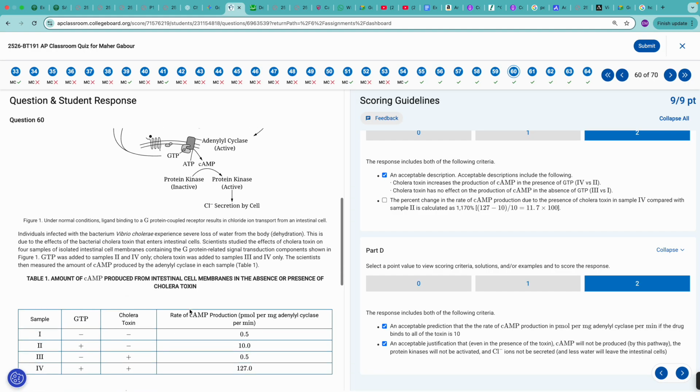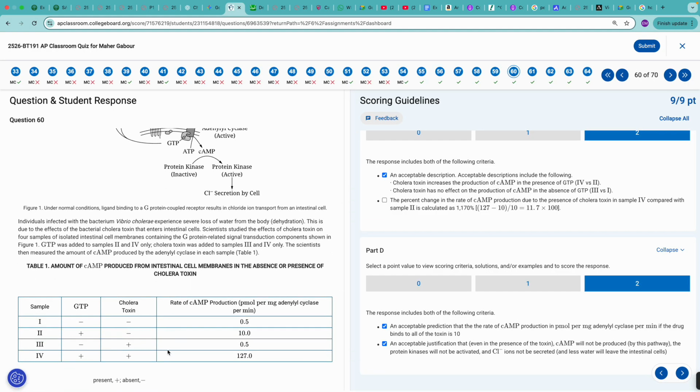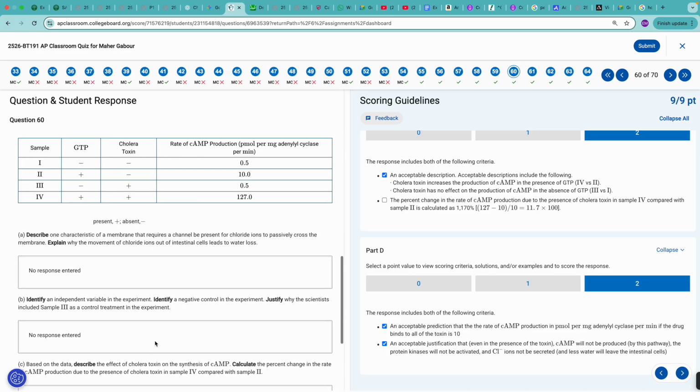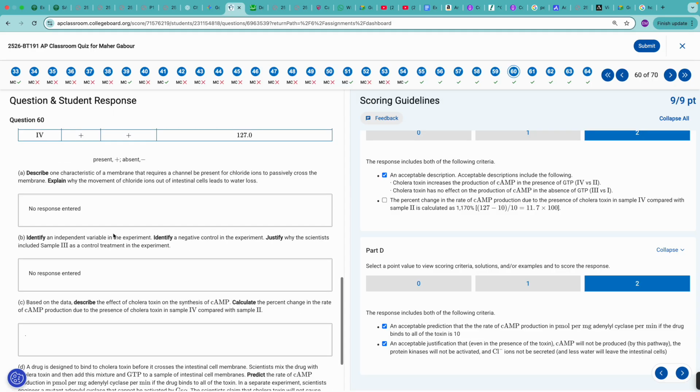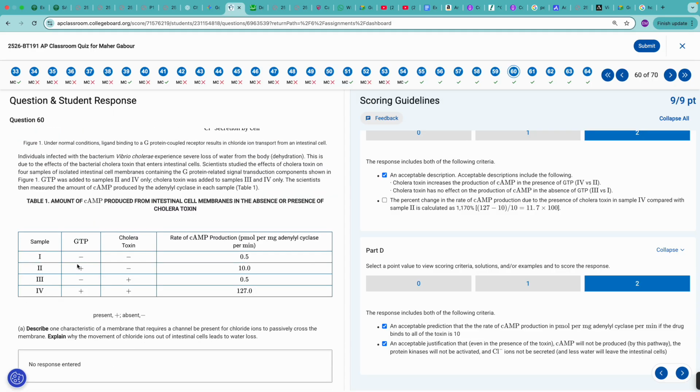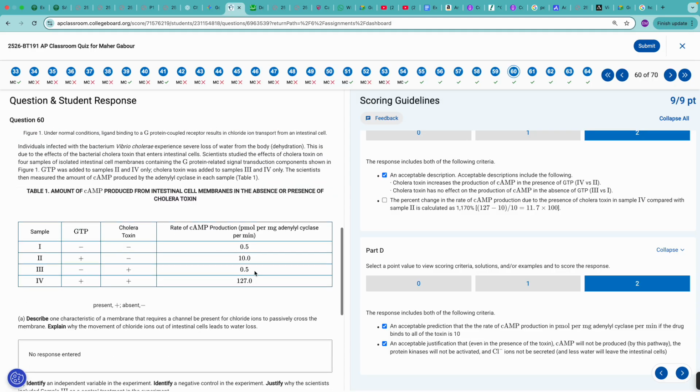Wait, then how do you know that cholera toxin isn't there? Did they tell you in the question? Am I reading or not? Predict the rate of cyclic AMP. Okay, the drug bound to all the toxins, so it inhibited everything. That's why it's not there anymore. So cholera toxin is gone, GTP is still there. You get 10.